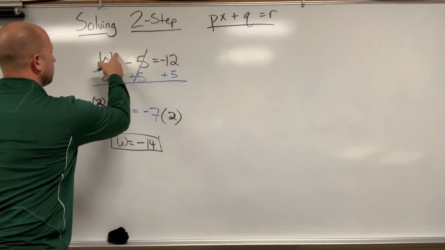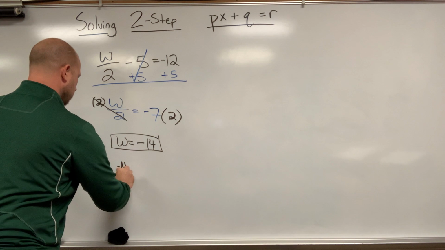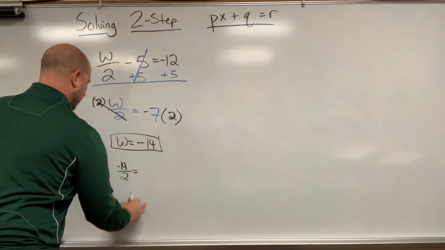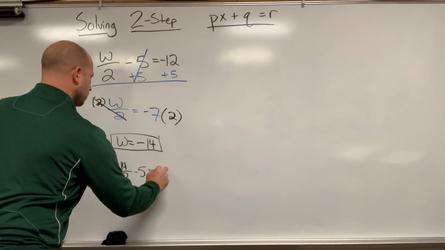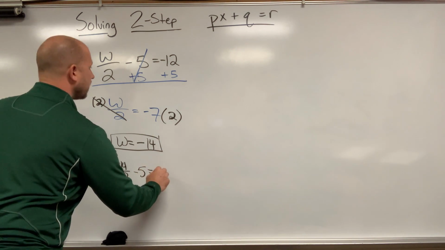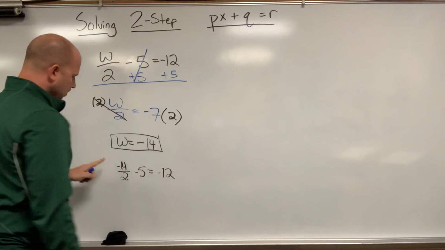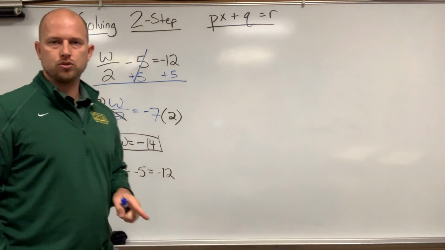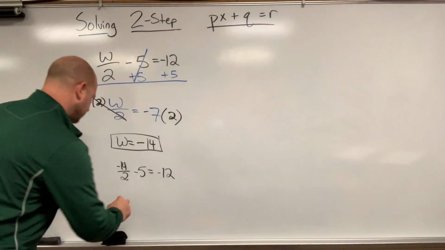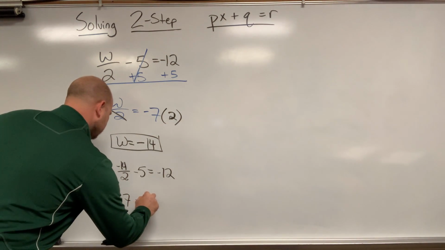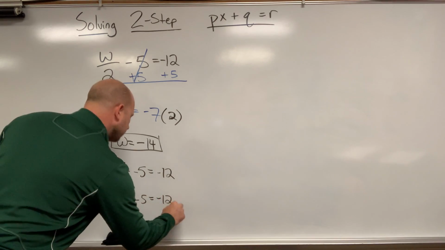So where w is in the numerator. And this just kind of turns almost into an order of operations problem. This is negative 14 divided by 2, minus 5 equals negative 12. Well, what's negative 14 divided by 2? 2 goes into 14 7 times. We have different signs, so that's going to be negative. Negative 7 minus 5 equals negative 12.